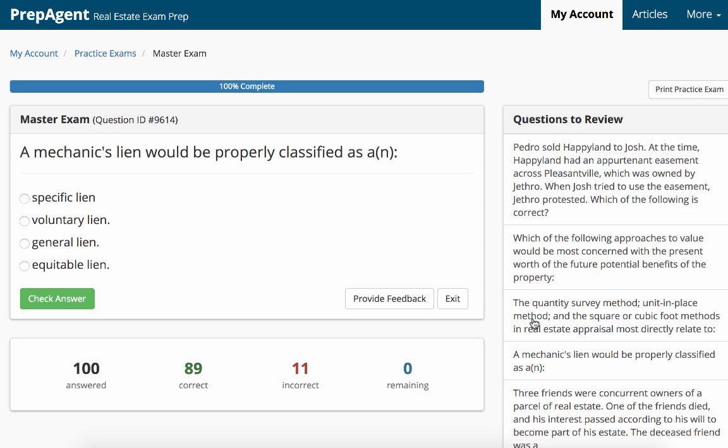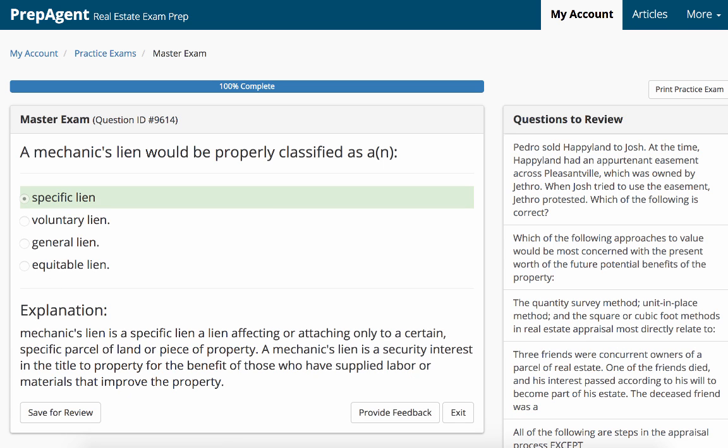A mechanic's lien will be properly classified as a specific lien. Good. And you understand the difference between a specific lien and a general lien? Yes, specific is basically just one thing, like a home, and general is everything. Can you give me an example of a specific lien other than a mechanic's lien? A mortgage. Good. Give me another one. You're doing great. You got two. I think it's only the two specific liens.